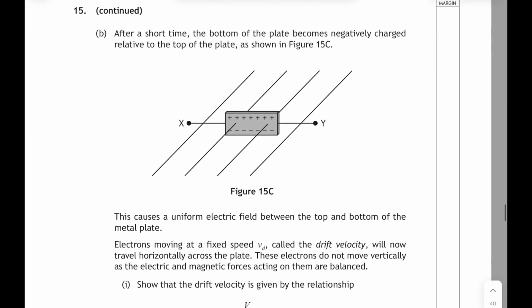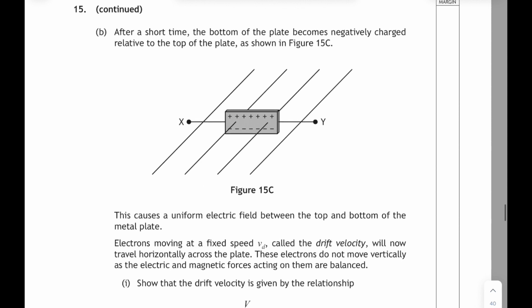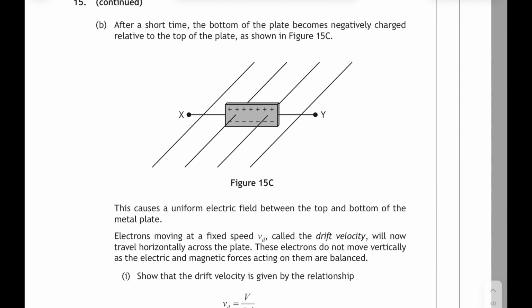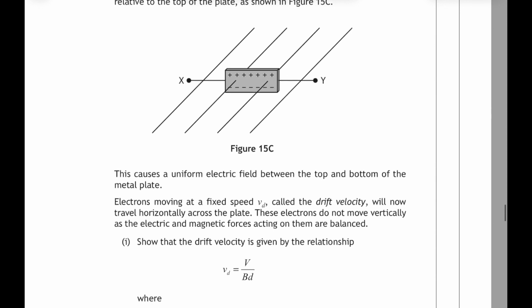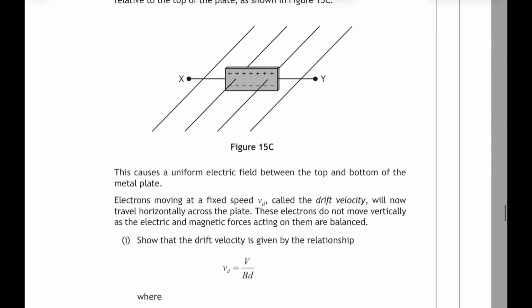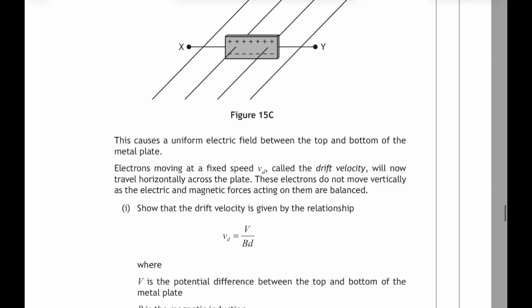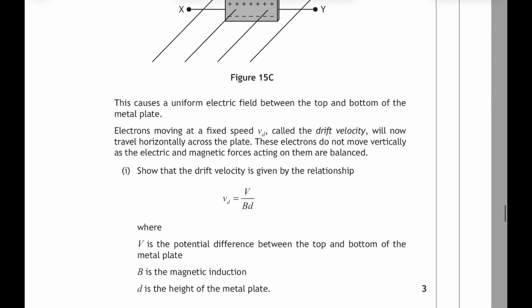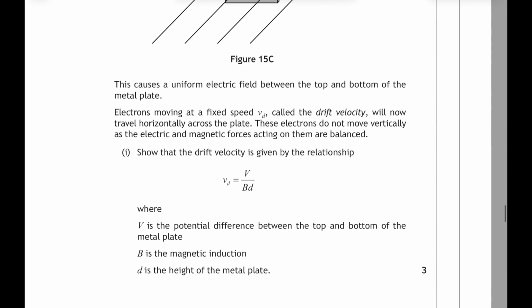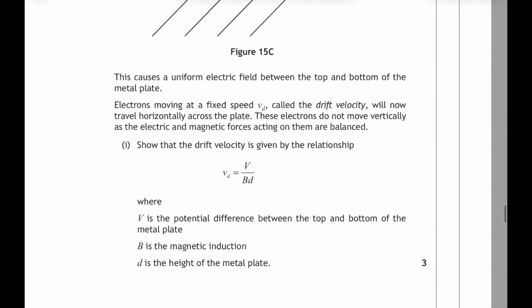15b, after a short time, the bottom of the plate becomes negatively charged relative to the top of the plate as shown in figure 15c. And this causes a uniform electric field between the top and bottom of the metal plate. Electrons moving at a fixed speed Vd, called the drift velocity, will now travel horizontally across the plate, and these electrons do not move vertically as the electric and magnetic forces acting on them are balanced.